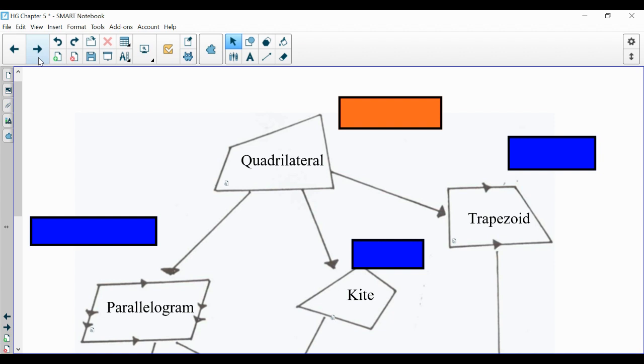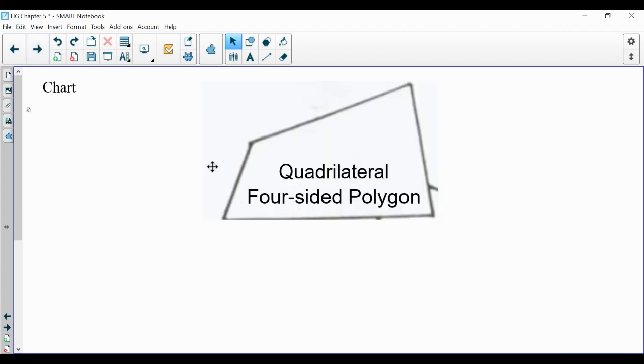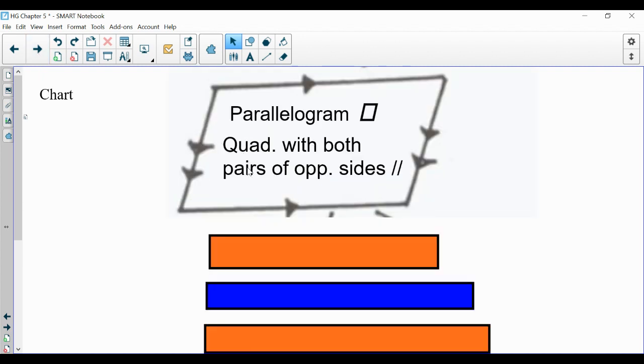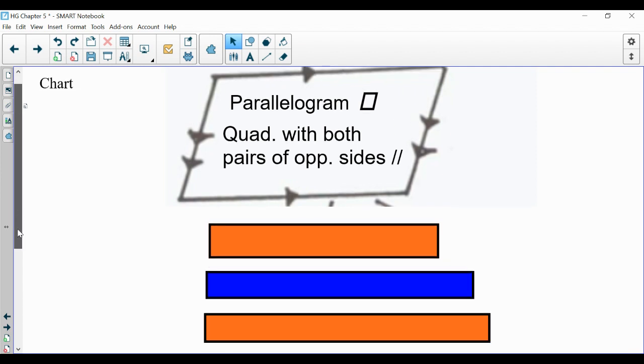Okay. So let's go ahead and start looking at each one. Quadrilateral, nice and short. It's just a 4-sided polygon. There's not much to it. Quad meaning 4. Okay. And then if we move down, the next one is a parallelogram. So we'll use this symbol to represent parallelogram. The definition is a quadrilateral with both pairs of opposite sides parallel. Crazy. It's called that for a reason.